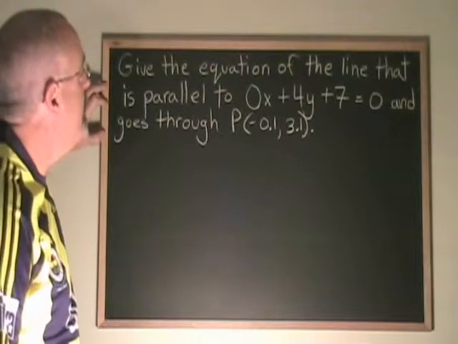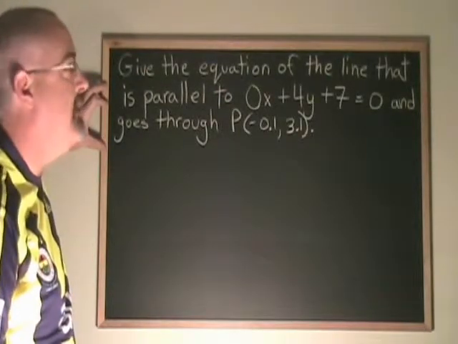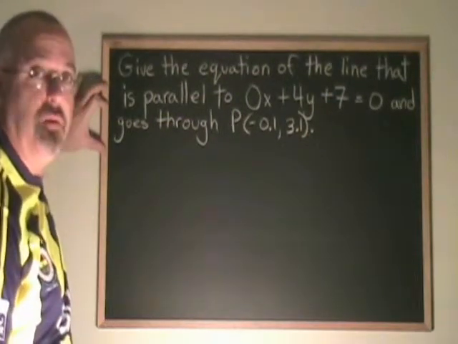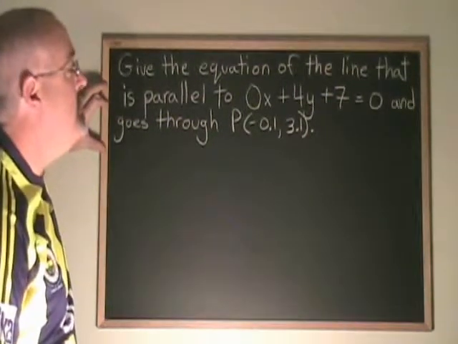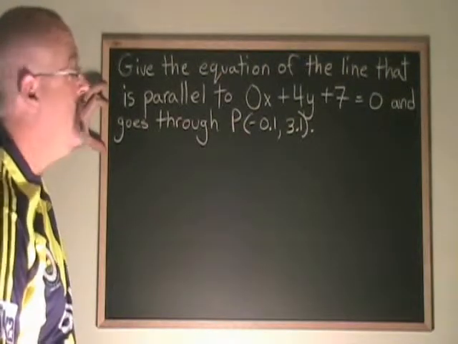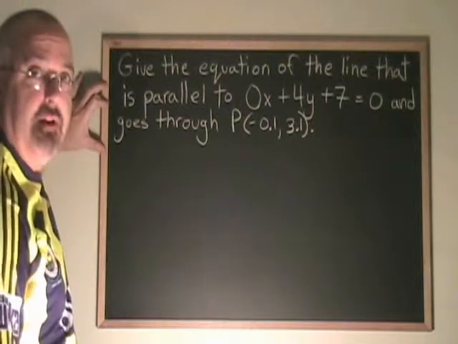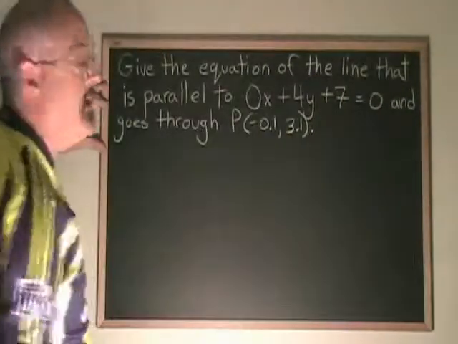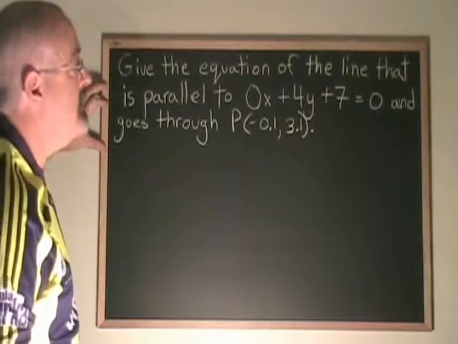In this example, we are asked to give the equation of the line that is parallel to the line 0x + 4y + 7 = 0 and goes through the point (-0.1, 3.1). I can skip ahead and just give the answer, because I can see that this equation does not have an x. Therefore, it is a horizontal line.